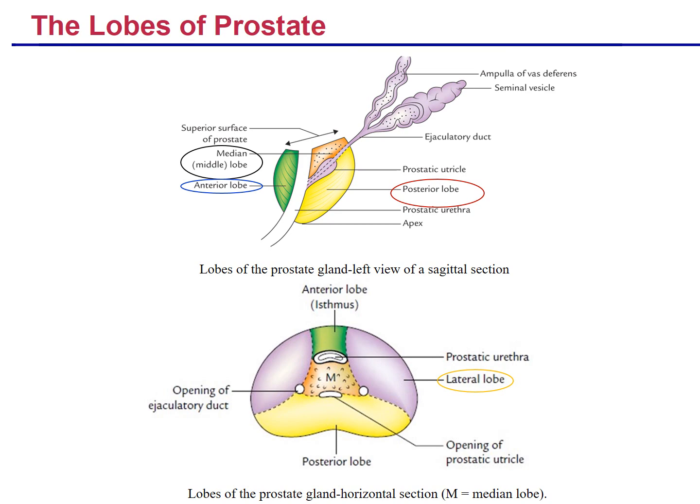Lobes of the prostate. The anterior lobe lies in front of the prostatic urethra. The median lobe lies between the upper part of the urethra and the ejaculatory duct. The posterior lobe lies below the ejaculatory duct and behind the urethra. On either side of the urethra, you can see the lateral lobes.